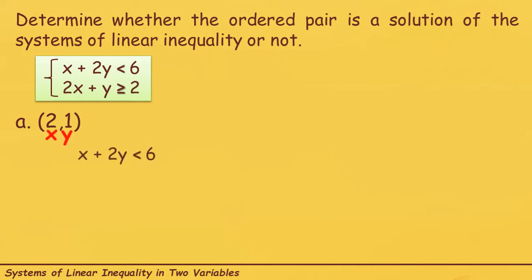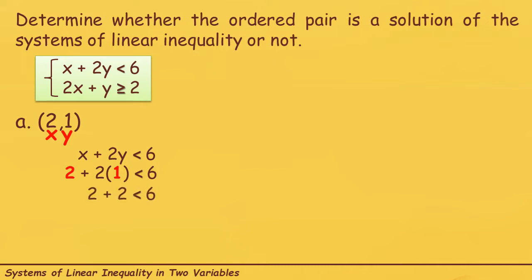Unahin na natin si inequality number 1. Okay, so x plus 2y is less than 6. Alam naman natin na sa ordered pair, ang x-coordinate ay yung first number doon, which is 2, at ang y-coordinate is the second number, which is 1. We will just substitute it to our linear inequality. Palitan natin si x at si y. Magiging 2 plus 2 times 1 is less than 6.